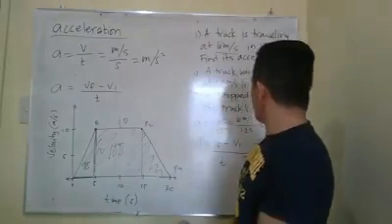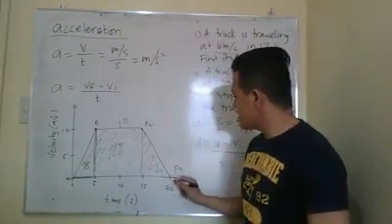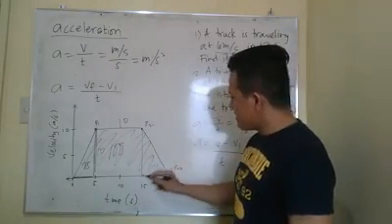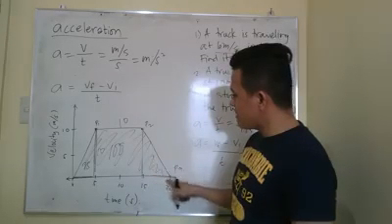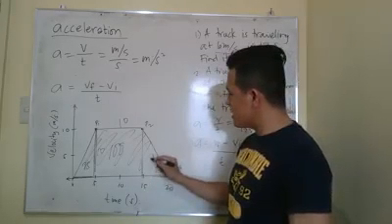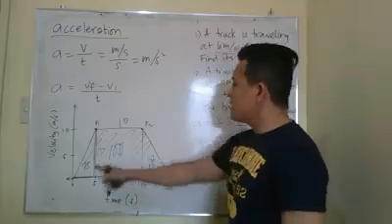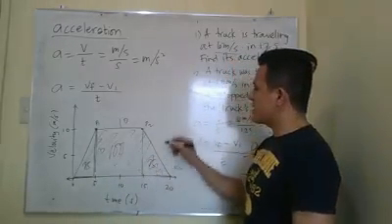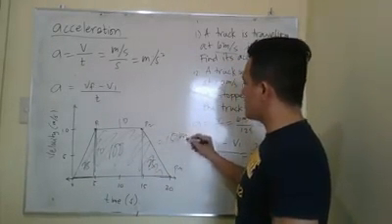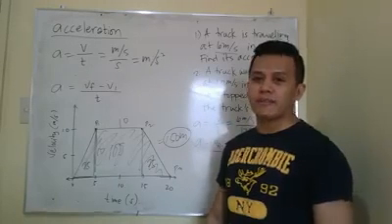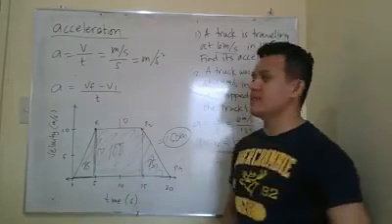And another one here, the base is 5 and the height is 10 again. So 5 times 10 is 50, divided by 2, that is 25. So the total is 25 plus 100 plus 25, that is a total of 150 meters. That is the total distance covered by the object in the velocity time graph.